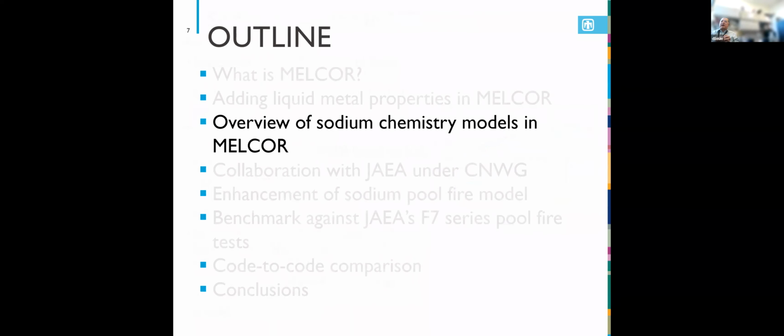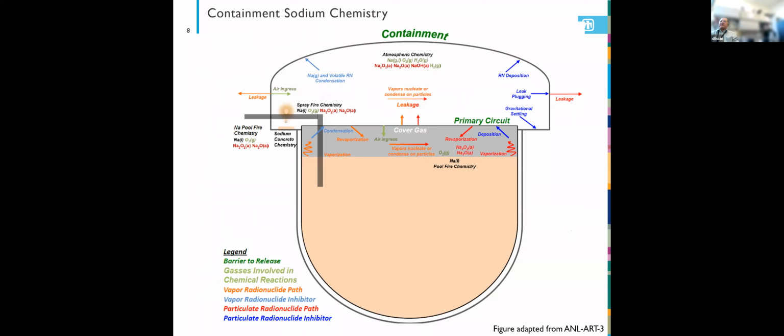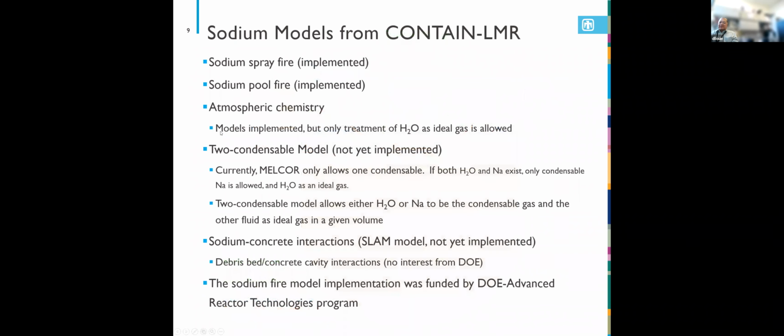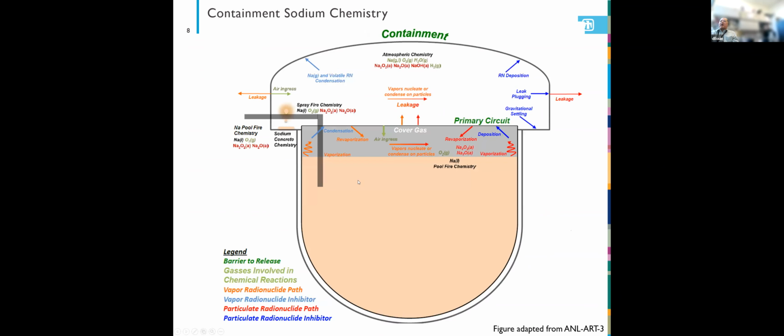So let's talk about the overall sodium chemistry models in MELCOR. This is a little cartoon showing a pool type sodium fast reactor. Here is the pool sodium, and then you have the cover gas, of course, because they make sure it's inert. But if they're doing an action, there's air ingression there, and sodium chemistry can occur.